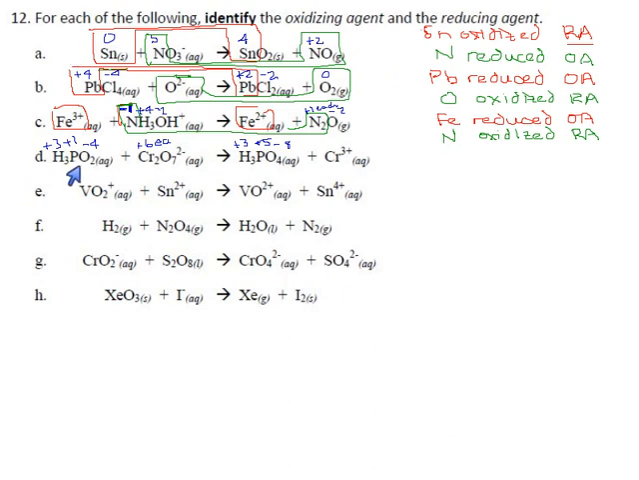Who changed? Phosphorus went from 1 up to 5. So phosphorus was oxidized, meaning it's our reducing agent. And chromium went from +6 here to only +3. Chromium was reduced. And if you got reduced, you're an oxidizer.